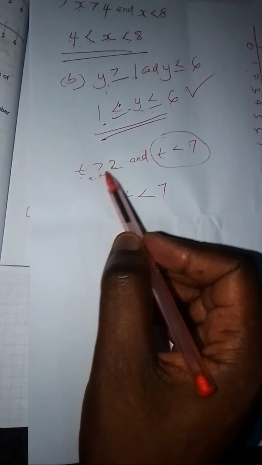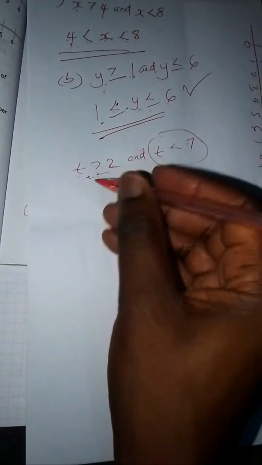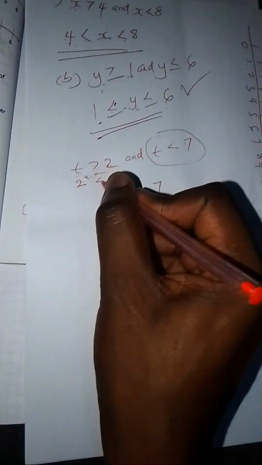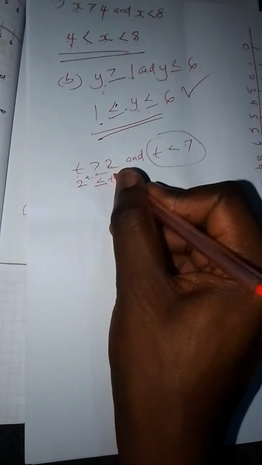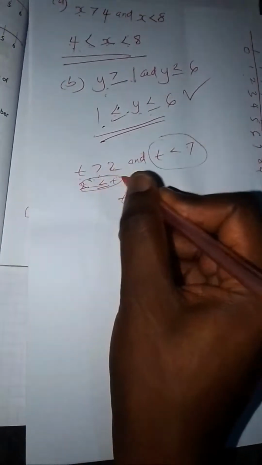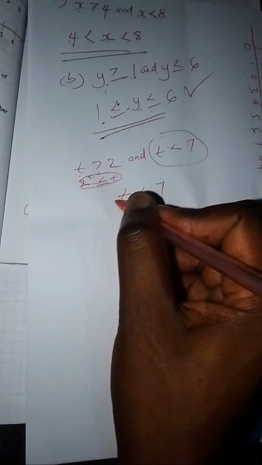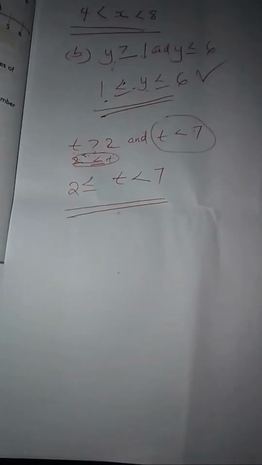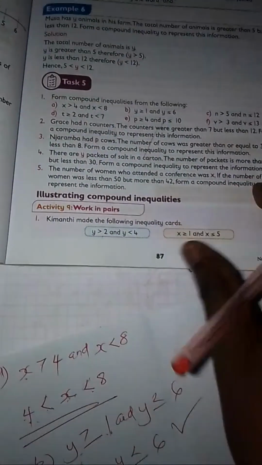We have to interchange. So instead of this 2 here, we're going to have this 2 here. Then this sign faces the other way. Then we shall have t at the center. So there we shall now have 2, then t, then 7. So this one now becomes our correct answer. That is how we usually work out these sums.